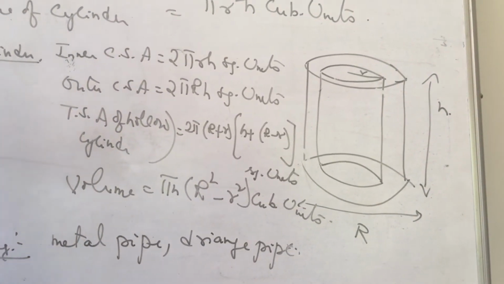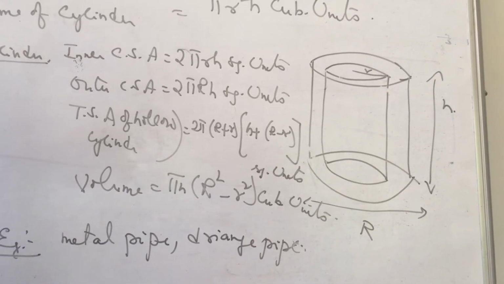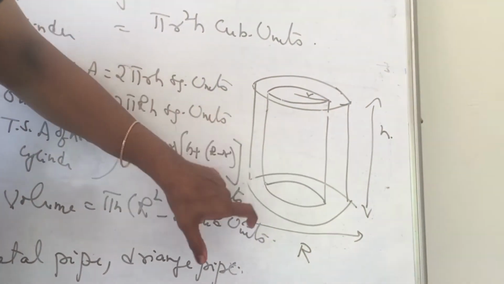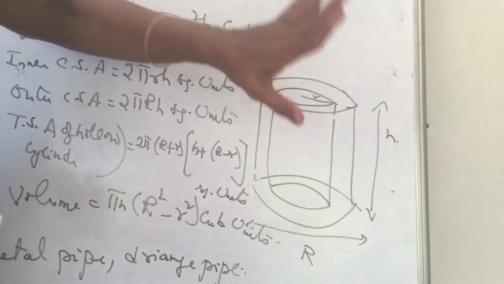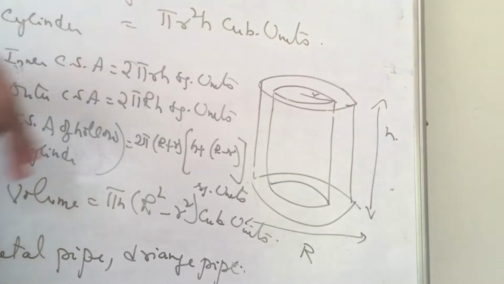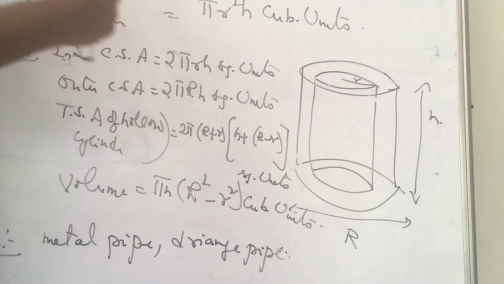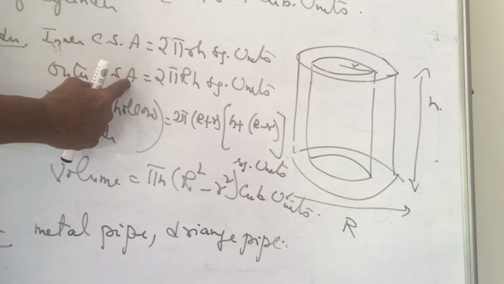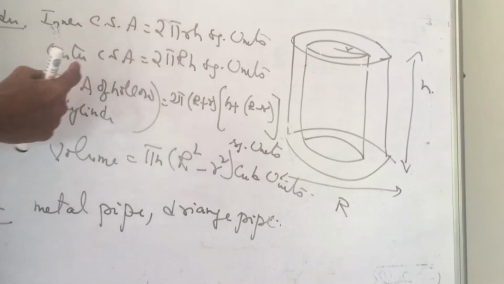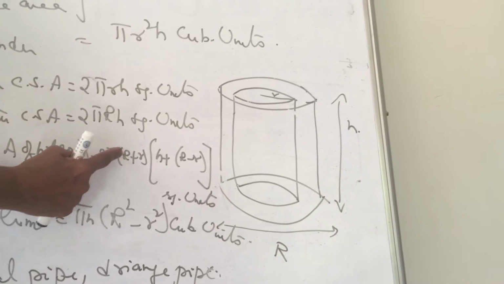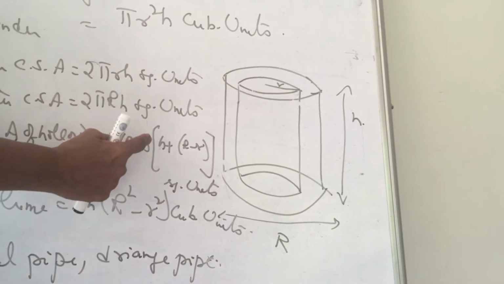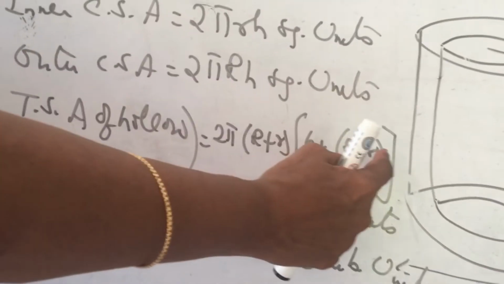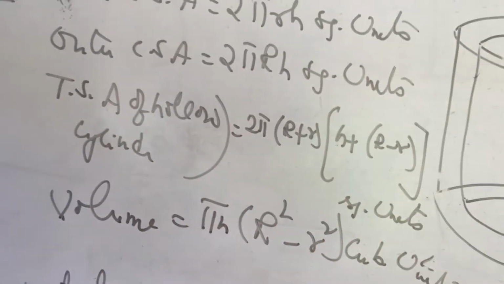Inner radius small r, outer radius capital R, and the height is common for both, so we take it as h. Inner CSA, inner curved surface area, is 2 pi small r h, outer CSA is 2 pi capital R h, and TSA is 2 pi into capital R plus small r into h plus capital R minus small r square units.